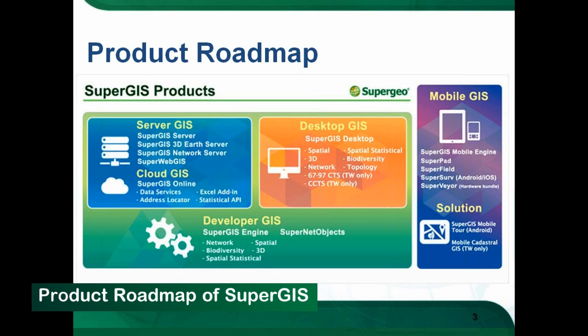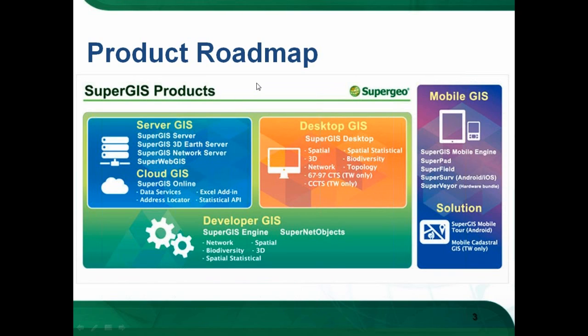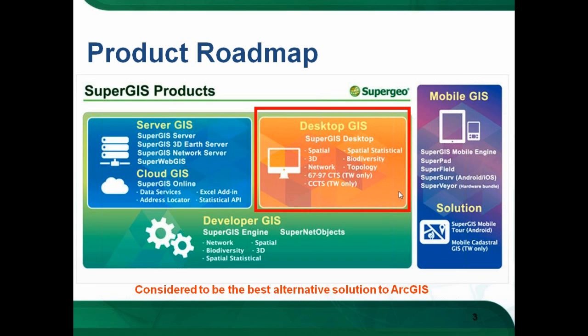So this is a product roadmap of Supergeo product lines. SuperGIS is the main data GIS in our product line. So we can see that there are different functions and different elements for users' option. And due to the following features, SuperGIS Desktop is actually considered as the best alternative solution to ArcGIS.